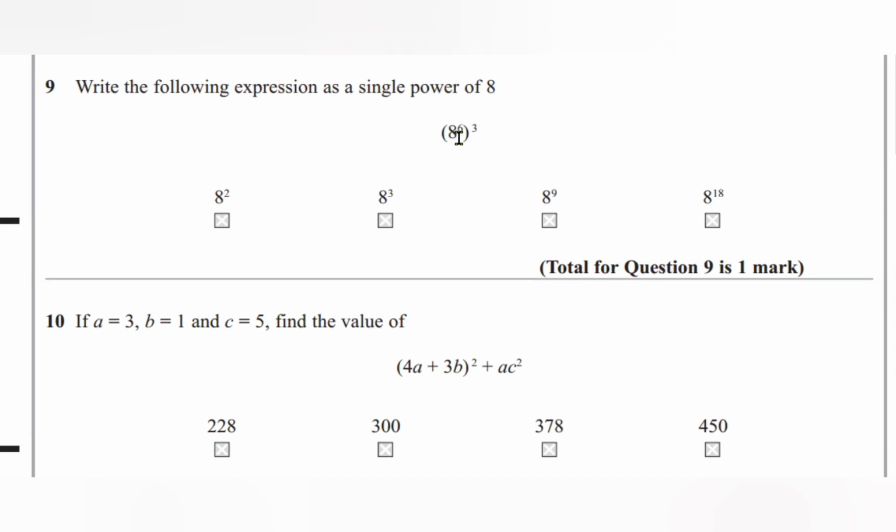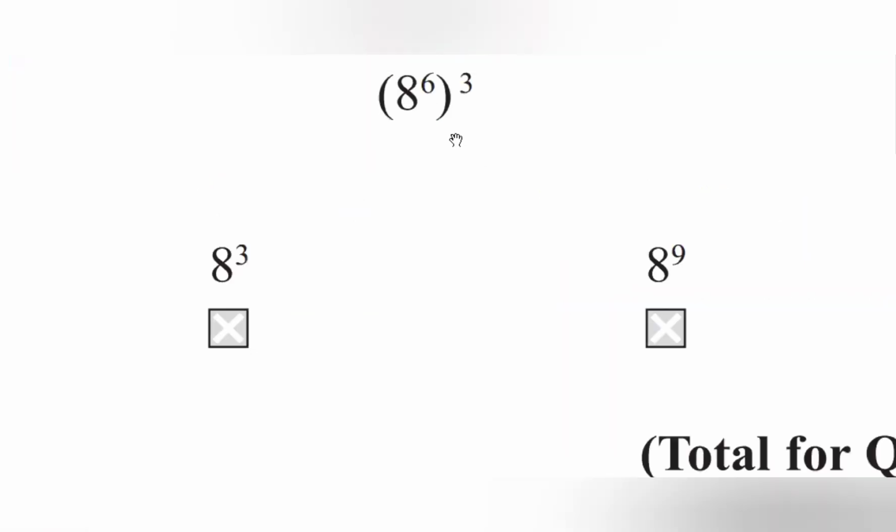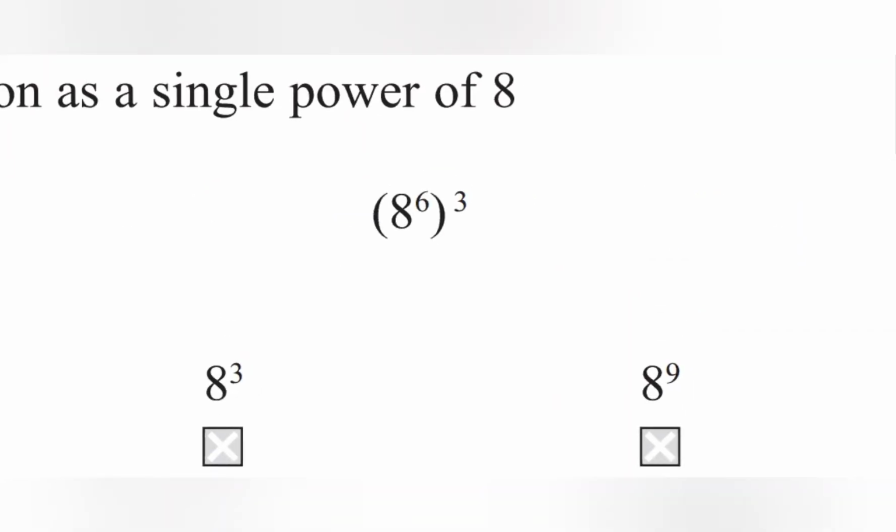Now, 8 power of 6, all power of 3. When we have a number like this, let me zoom in so you can see it. This is a power of a power. When we have a power of a power, we just multiply the powers. That's the rule between powers. So the power will be 6 times 3, and at the end it's going to be 8 power of 18. Very good. So the answer will be 8 power of 18.